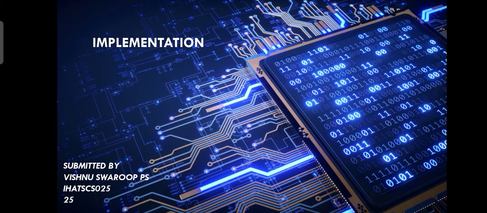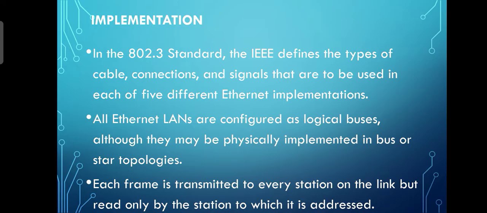The topic is implementation. In the 802.3 standard, the IEEE defines the types of cable, connections, and signals that are to be used in each of the five different Ethernet implementations. All Ethernet LANs are configured as logical buses, although they may be physically implemented in the bus or star topologies. Each frame is transmitted to every station on the link but read only by the station to which it is addressed.